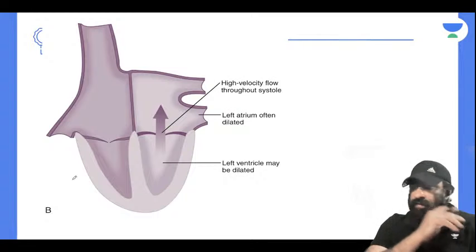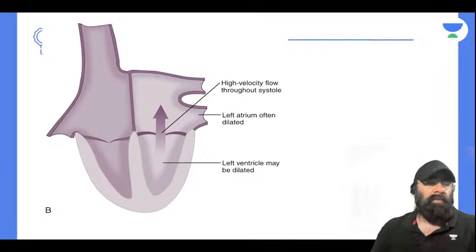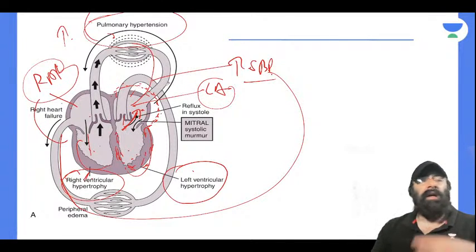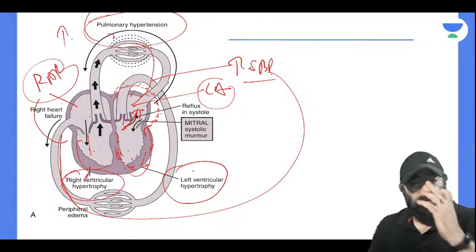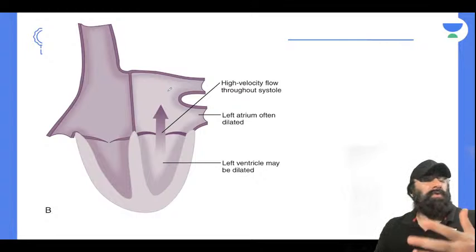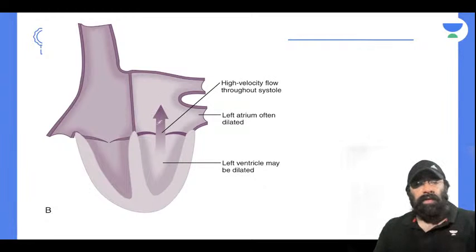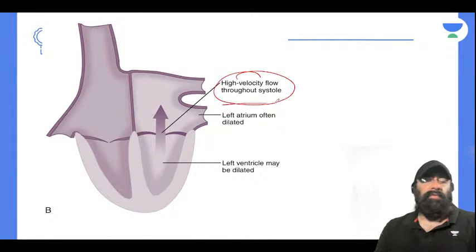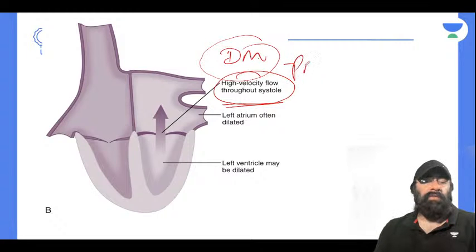Always remember, it's a very complicated picture, and it's never just one thing. Always in the heart there are multiple things going on, and multiple things are causing issues together. So here we can see high velocity flow throughout the systole. So that's why there is a murmur, which we can say is a pan systolic murmur.